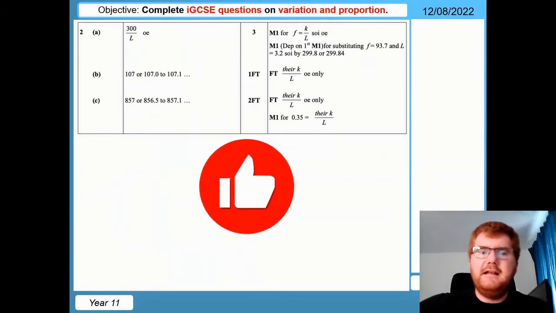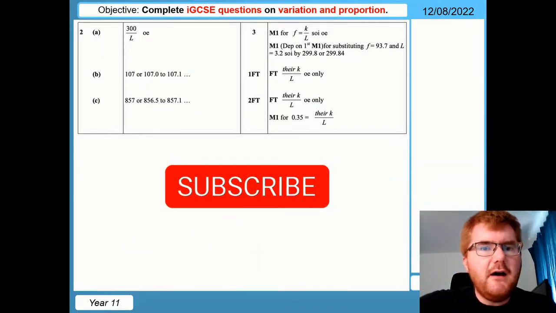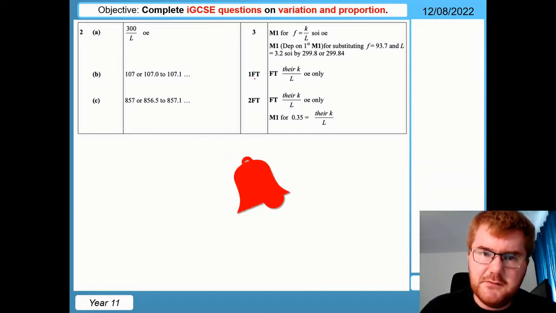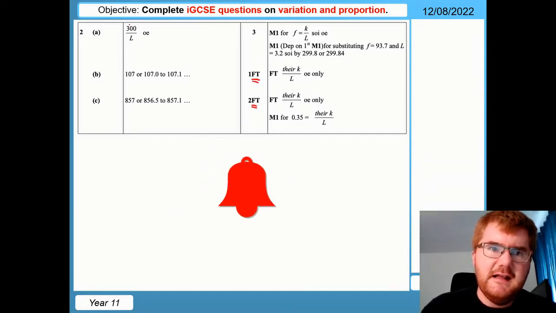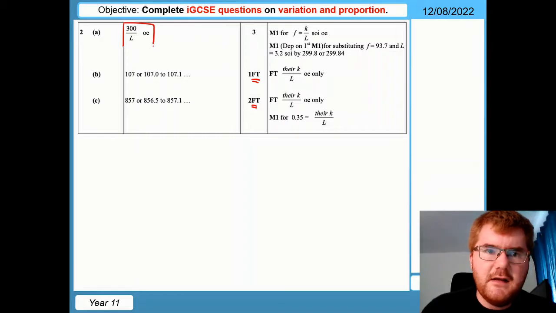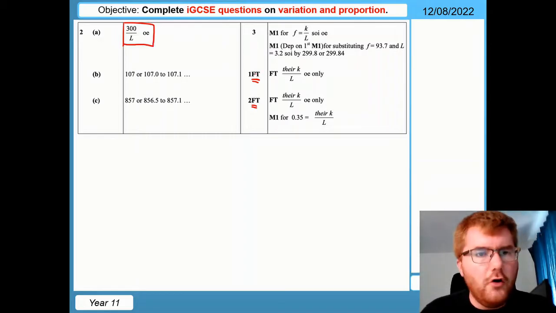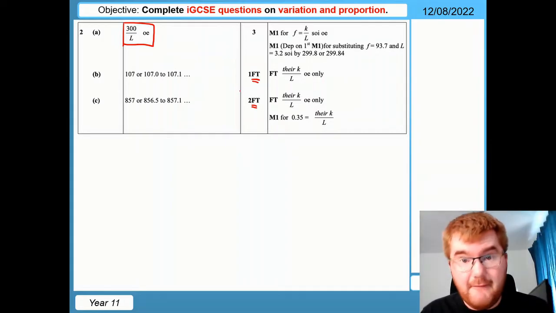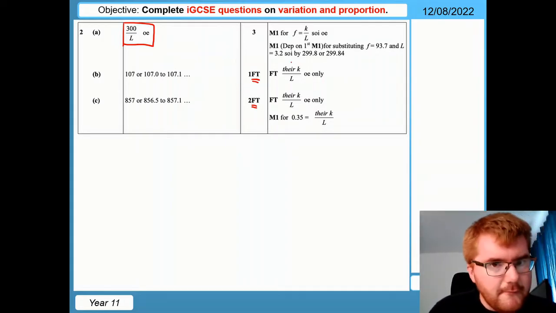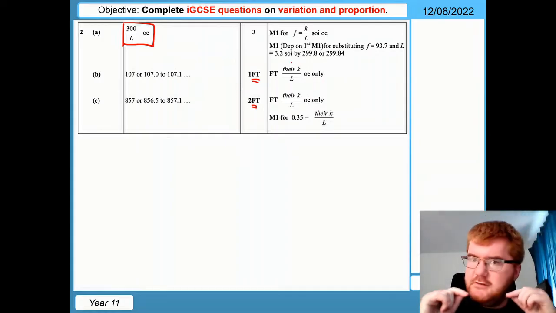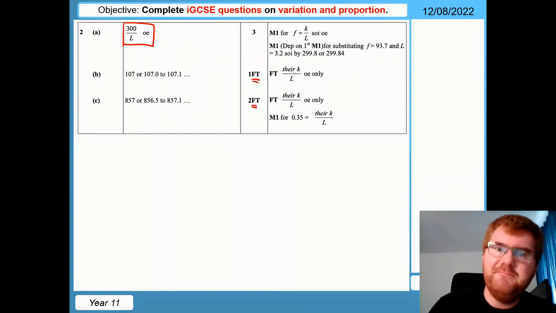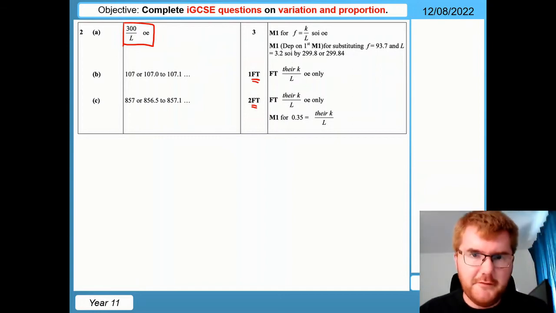Okay, so you can have a look at the solutions. Notice there are follow-through marks, so this is something to highlight here. So even if you get this formula incorrect, you can still gain the odd follow-through mark if you do the right process with the formula that you have. So if you got K wrong for whatever reason, but you're still doing the right process for B and C, you're still going to pick up a couple of follow-through marks as well.